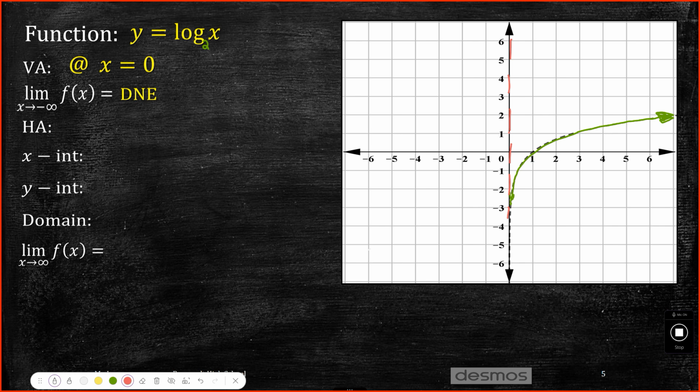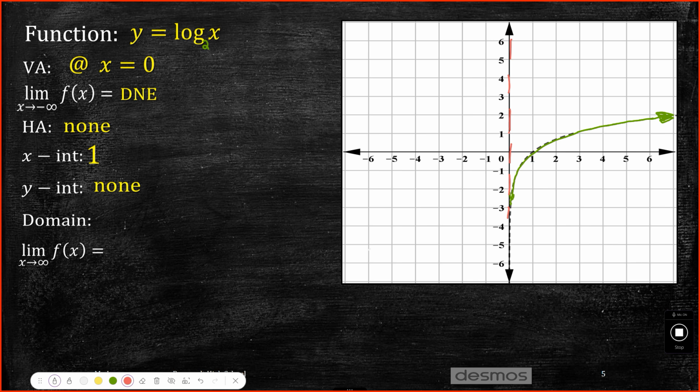What's the horizontal asymptote? None. It doesn't have any. X-intercept. 1. Y-intercept. None. What's the domain? All reals?